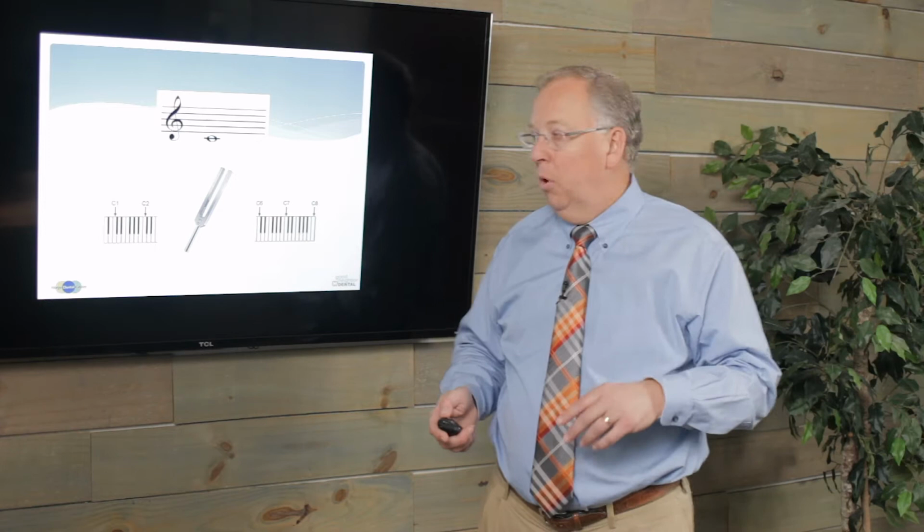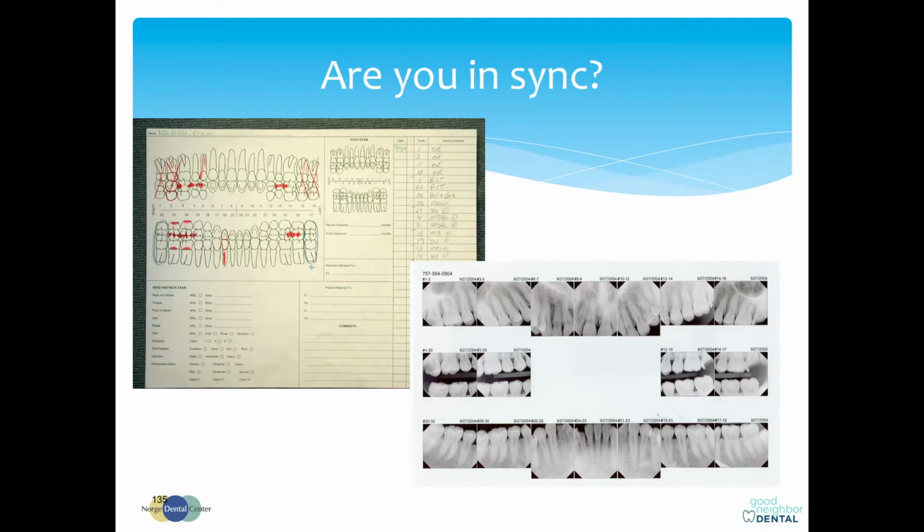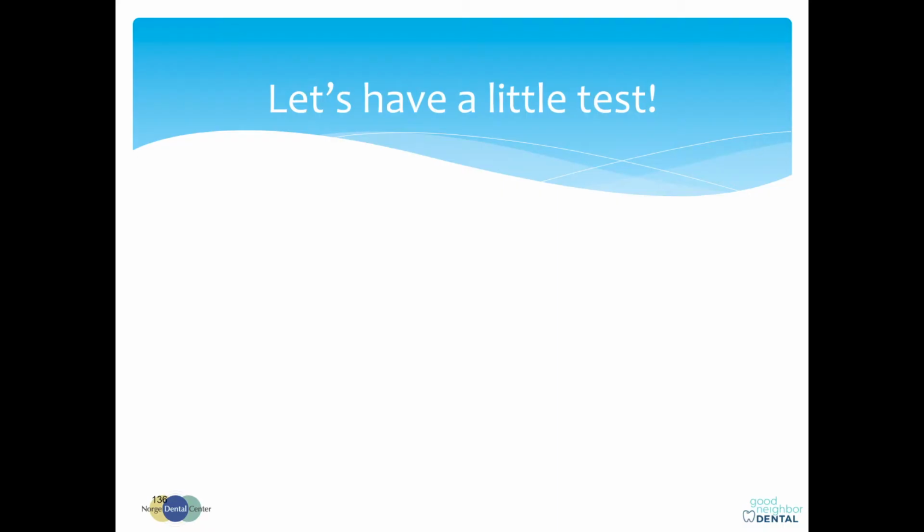All right. Why is it important? Because it calibrates all the rest of the keys. So what's your middle C? What is your tuning fork? Are you in sync? When you see all this, do you know where you're going? When you see a single x-ray, do you know where you're going? Do the doctor and the hygienist both agree with the doctor's diagnosis, or is there some disparity between the two?